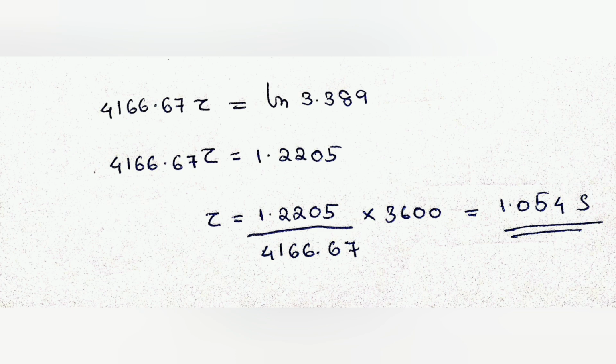Here we have to multiply it by 3600, because in h and all, the unit is kilojoule per hour. To convert that into seconds, we know that the SI unit is kilowatt and all. To convert that into seconds we multiply by 3600, so we get 1.054 seconds.